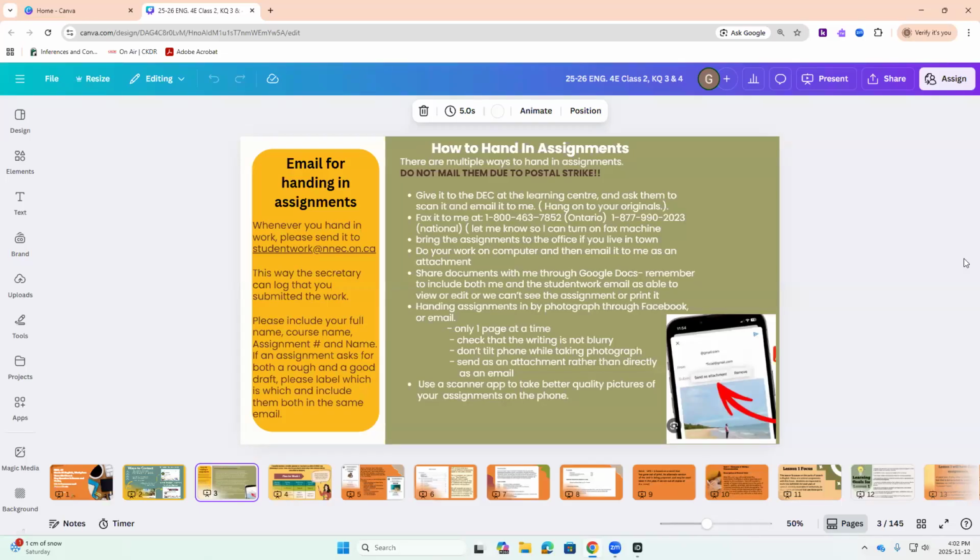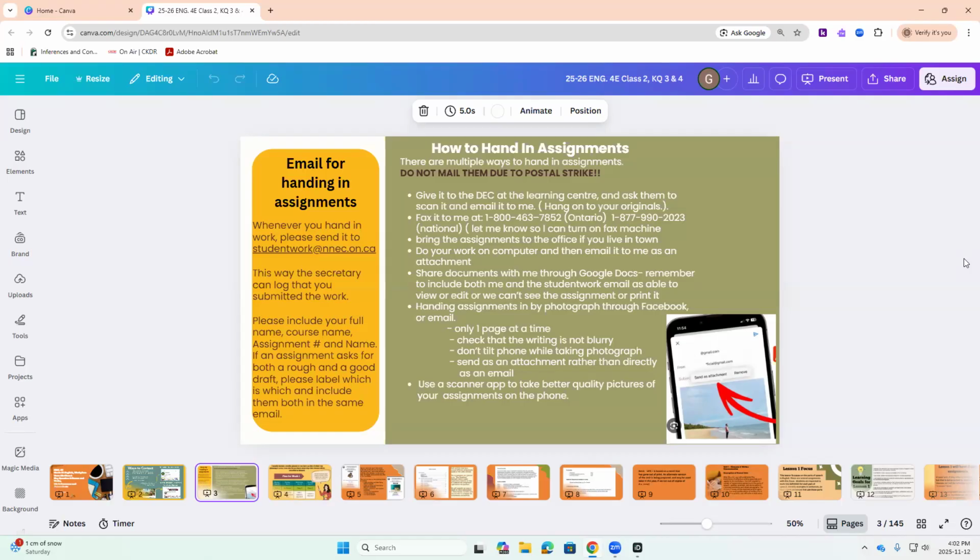There are multiple ways to hand in assignments. I think we're still in rotating postal strikes. I would not use the mail regardless. It's pretty slow. If you have a learning center in your community, you can give it to the DEC. They should have a scanner. They'll scan it in and they can email it to me. Hang on to your originals. Do not throw them out. You will need them for an assignment at the end of the unit, okay?